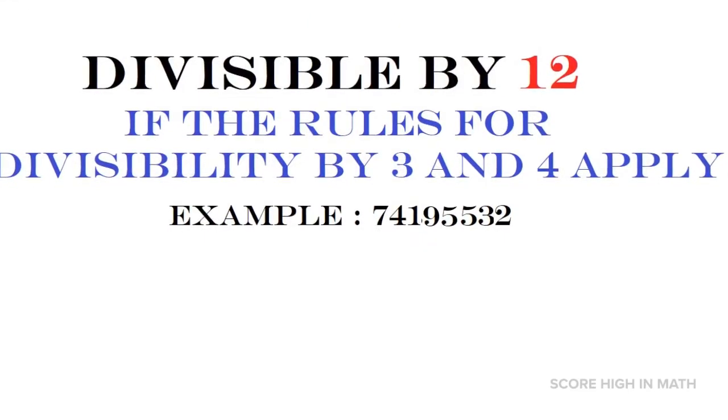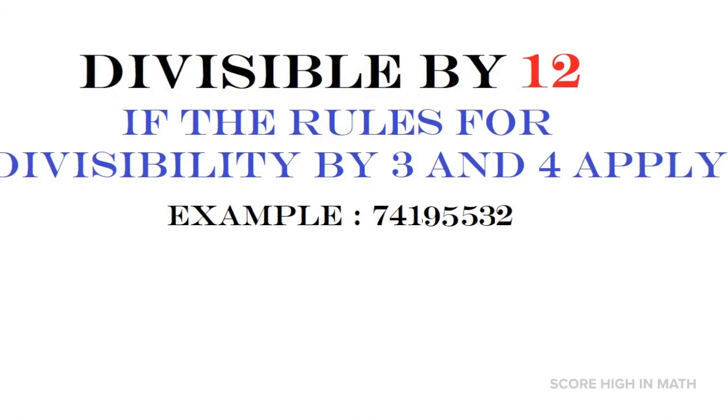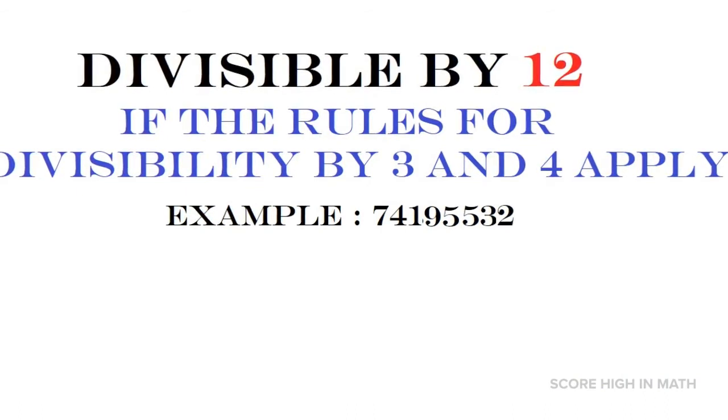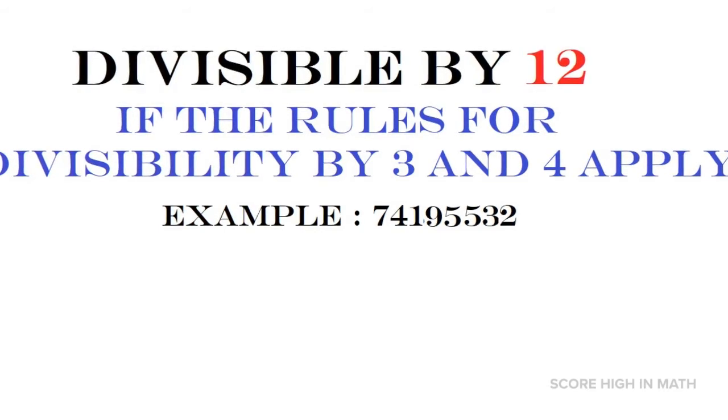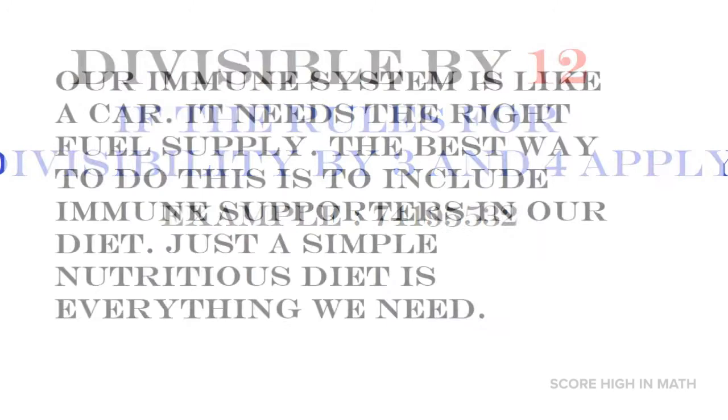We have demonstrated that 74,195,532 is divisible by 3 and 4 because the rules for divisibility by 3 and 4 apply. Therefore, the number is also divisible by 12.